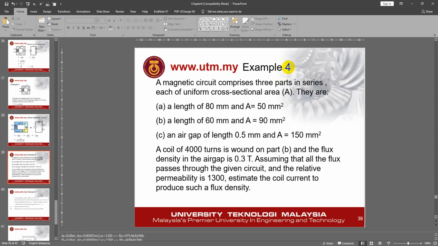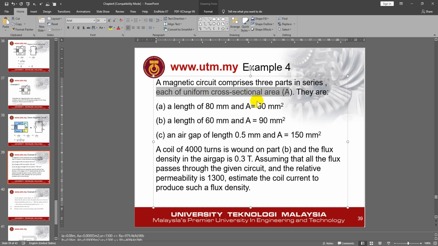Okay, now we continue with example 4. A magnetic circuit comprised of 3 parts in series. Each has a uniform cross section, which means the area is different for every part. You have part A, 80 millimeter with area 50 millimeter square. Part B, 60 millimeter, 90 millimeter square, and the air gap is 0.5 millimeter and 150 millimeter square. This one is considered as a fringing effect because it's not the same.